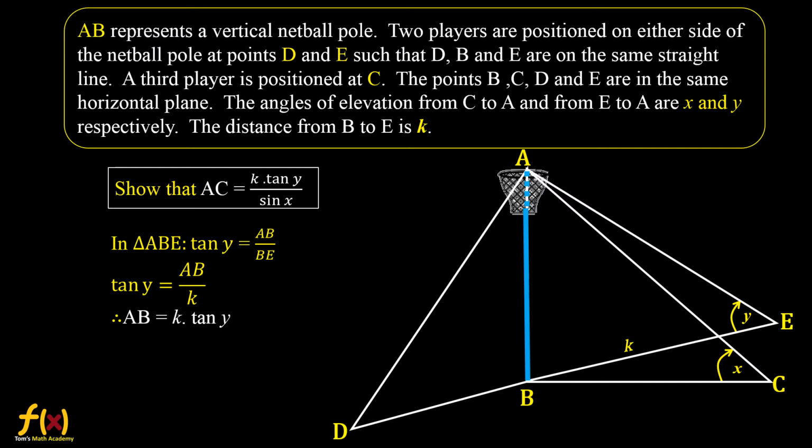Again, we use that one into the second triangle. We can write sine of X because we have sine X in the question. So we must have an eye on that. Sine X is AB over hypotenuse, that is AC. Okay. From there, we can solve for AC. AC equal to AB over sine X, and AB is K times tan Y, so AC is K times tan Y over sine X. We got the answer. Okay.